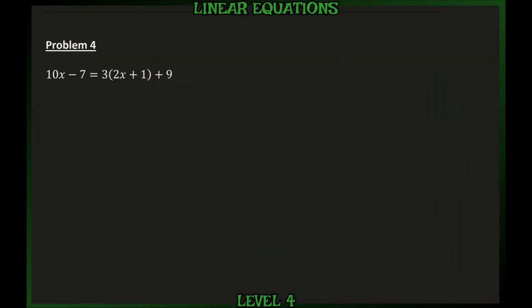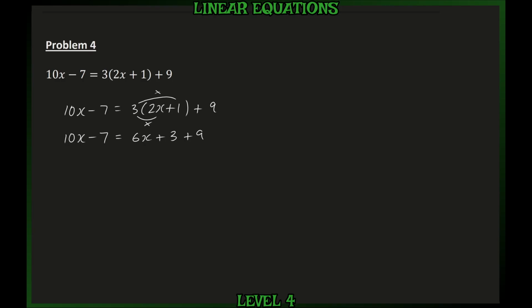In problem 4, we're solving the equation 10x minus 7 is equal to 3 multiplied by 2x plus 1 plus 9. Now to start, we can expand the bracket on the right, and we do this by multiplying 3 by 2x to give us 6x, and 3 by 1 to give us plus 3. We still have a plus 9 on that side, and we still have 10x minus 7 on the left.